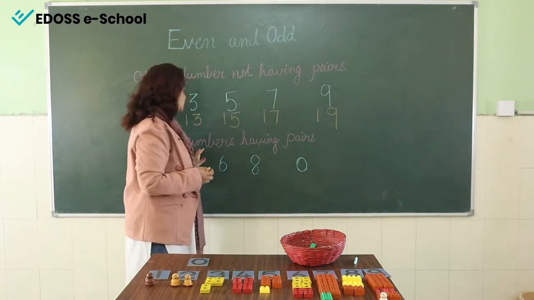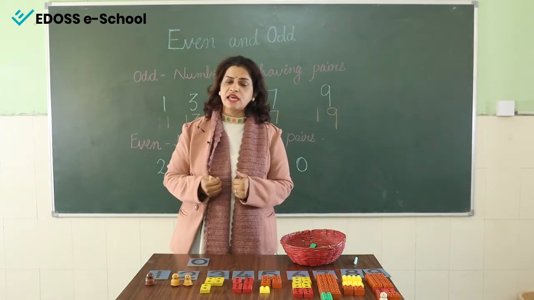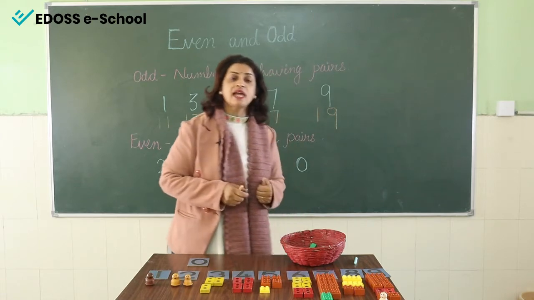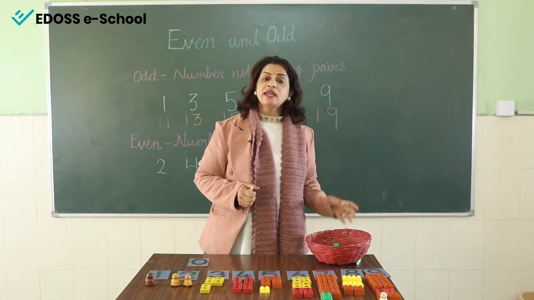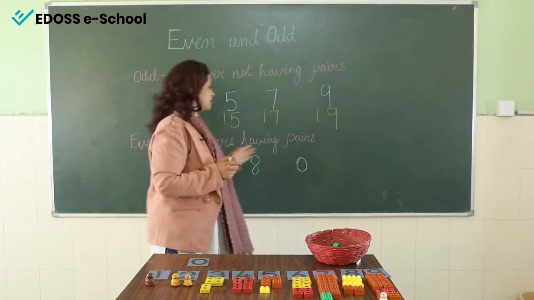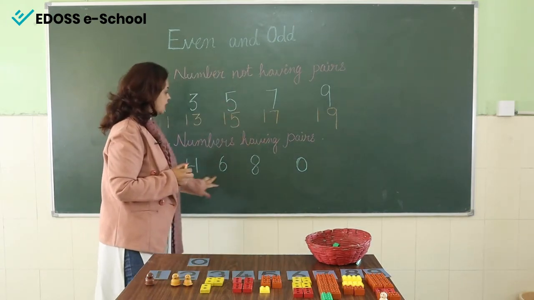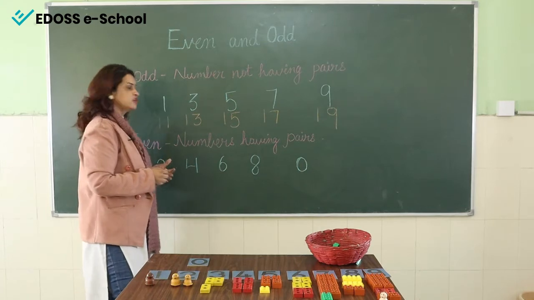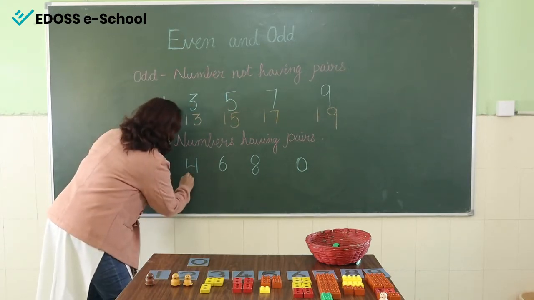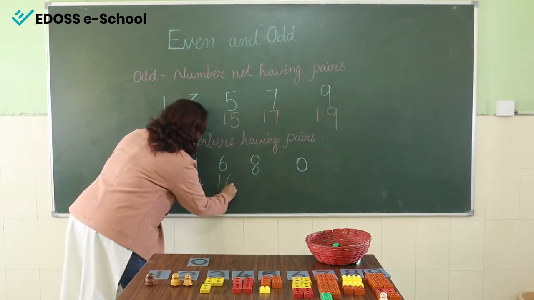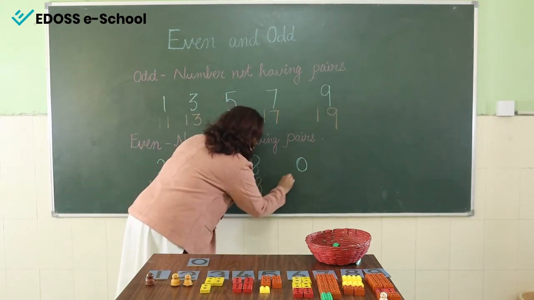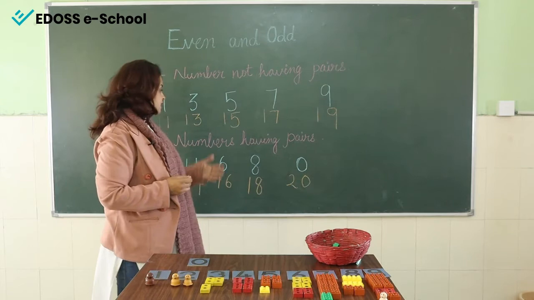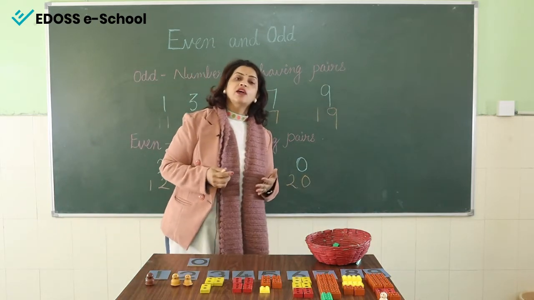Okay? And the numbers which have a complete pair, which have friends for themselves, are even numbers. That means 2, 4, 6 and 8 and even 10. 10 is also an even number. So all these numbers are even numbers. So they will be ending with 2, 4, 6, 8 and 0. So when you move on to higher numbers, you will note down that 12, 14, 16, 18, 20 and again 22, 24, 26, 28 and 30 and so on. They all are even numbers.